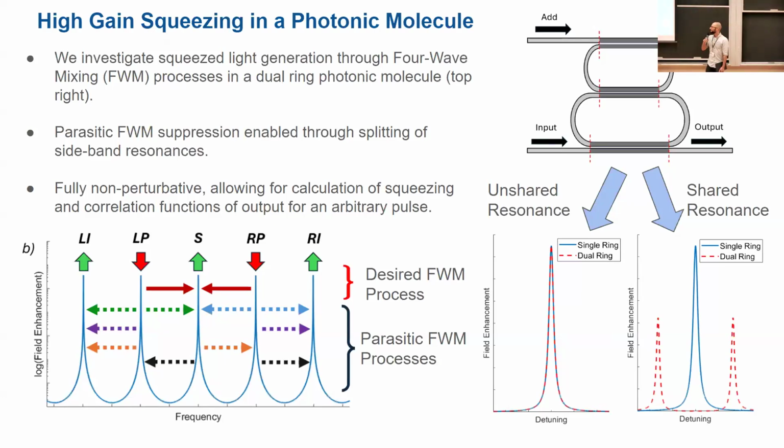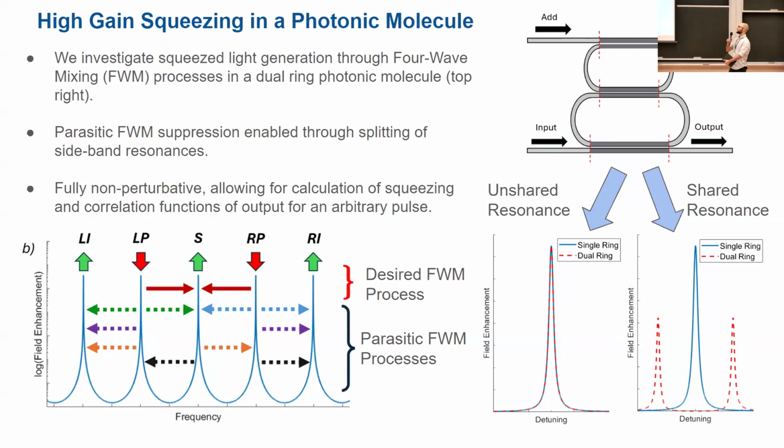My name is Michael, and I will talk about some of our calculations on high gain squeezing in these kind of dual ring photonic molecules. The idea being that we want to generate degenerate squeezed light in a single ring resonance, like the red process shown in that diagram on the bottom left.